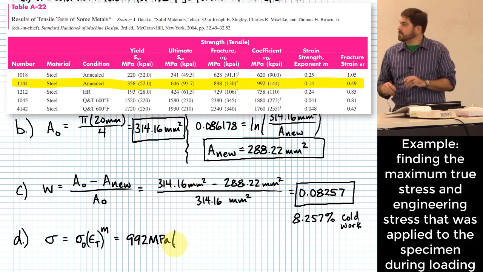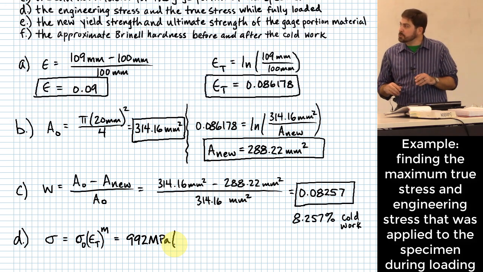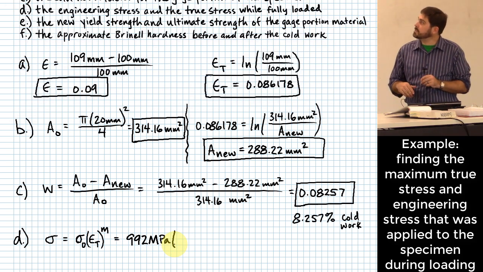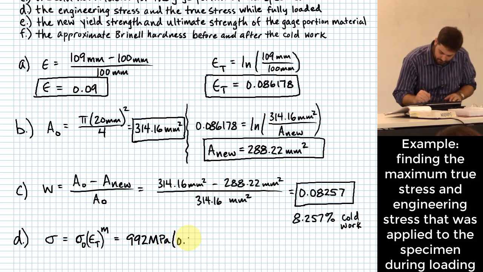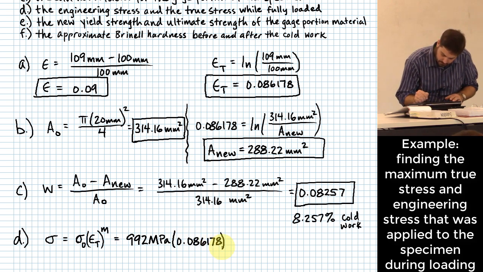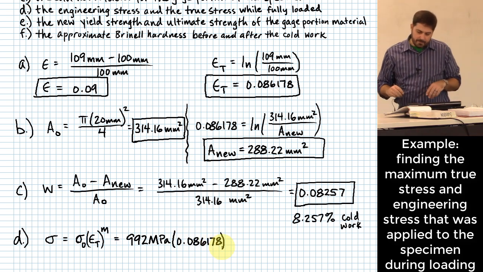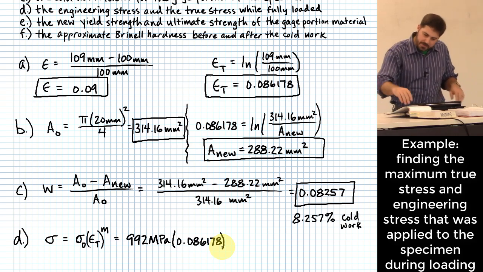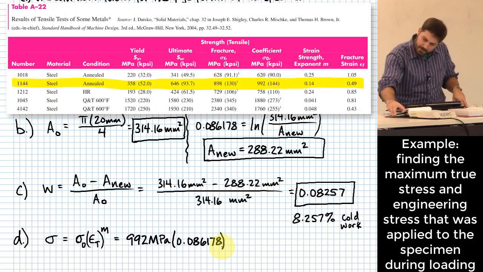We can take this and multiply by the true strain that we have, 0.086178, and raise that to the exponent that's listed in the table. The strain strength exponent m is going to be equal to 0.14.